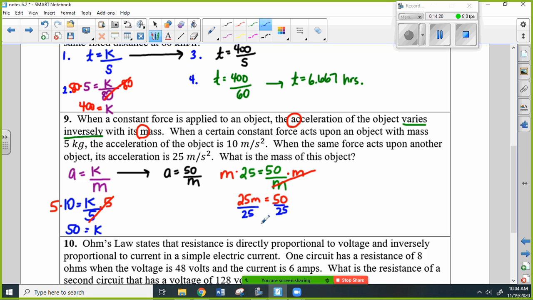And so M ends up equaling 2. And then what you really want to do for your units is go back into the problem and see what mass was originally, like if you were given a mass, what was it measured in? And so this would be kilograms.